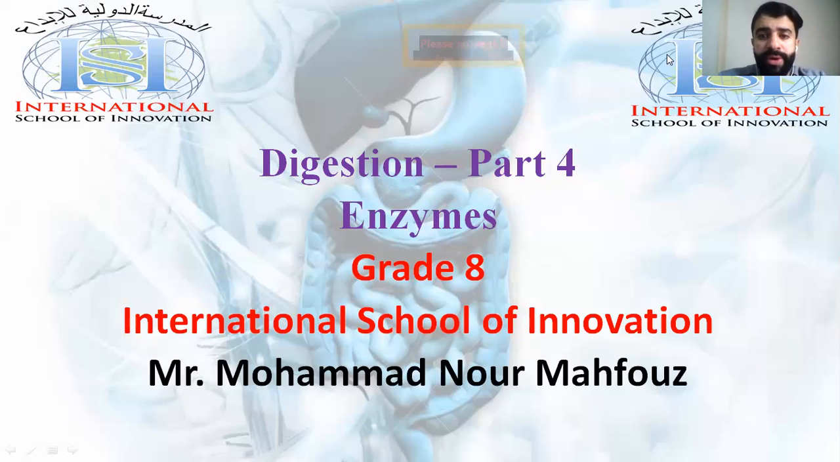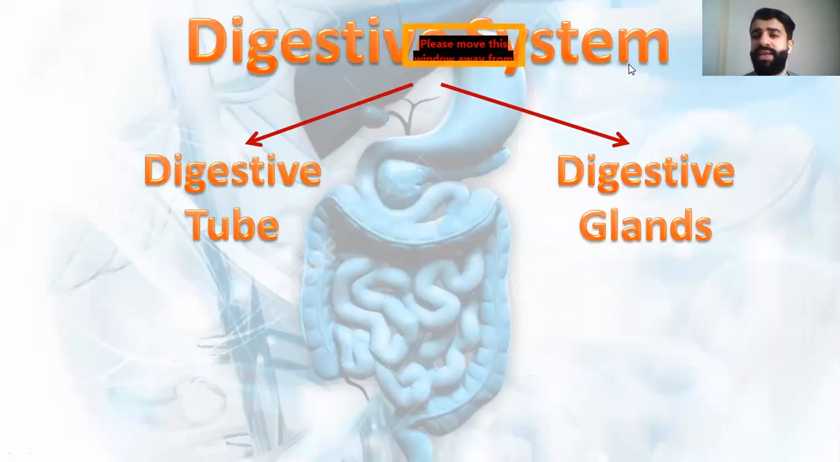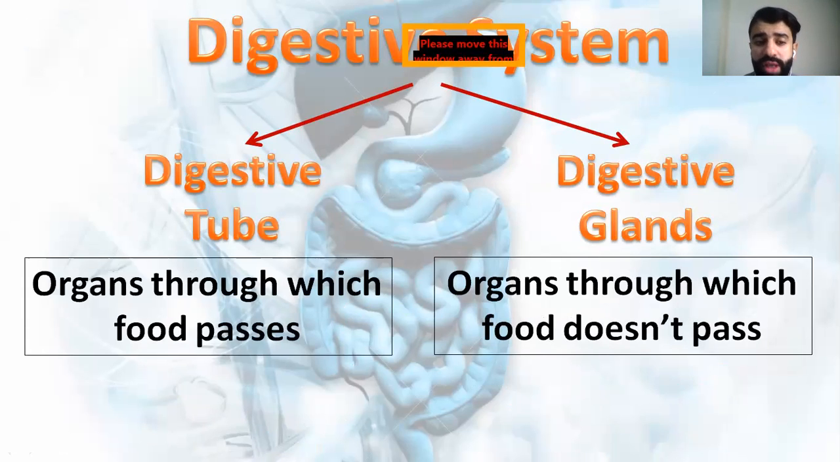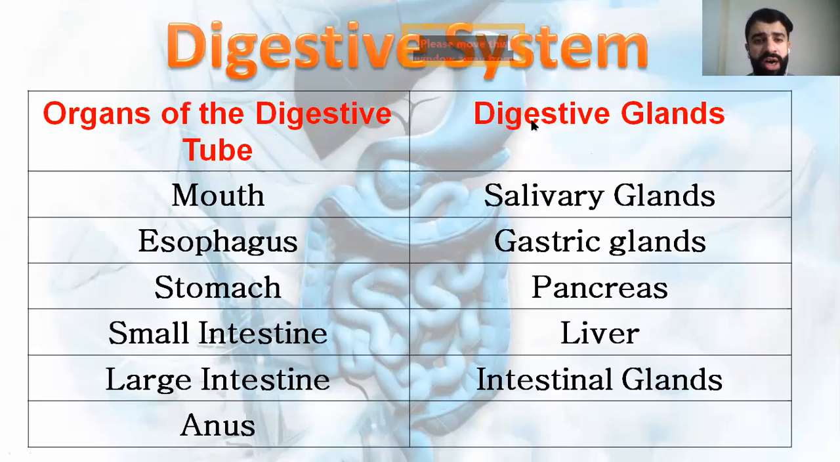In this session, we're going to review our digestion part 4 about the enzymes for grade 8. So here we started with the digestive system. We said it's divided into the digestive tube and digestive glands. The digestive tube consists of organs through which the food passes, whereas the digestive glands are organs through which food doesn't pass. Then we talked about the function of the digestive tube and the function of the digestive glands.